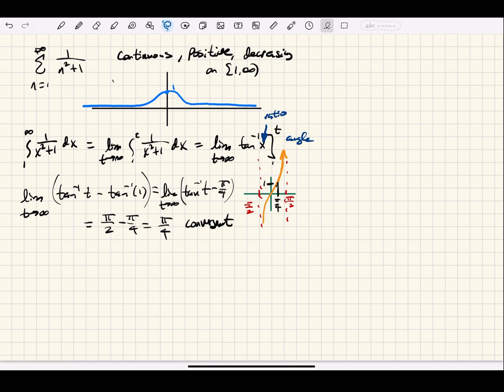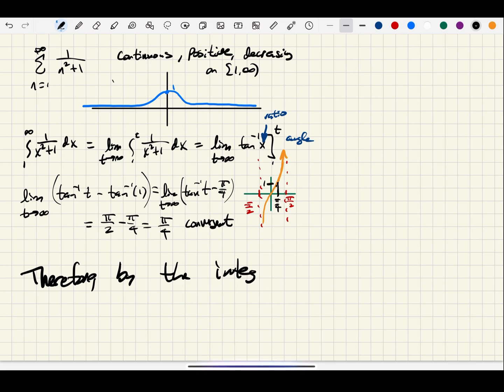So now I'm going to finish out my argument. What do I have to do to finish out my argument? Well, really all I have to do is just cite the integral test. So I can say, therefore, by the integral test, the sum, n equals 1 to infinity, 1 over n squared plus 1, is convergent.